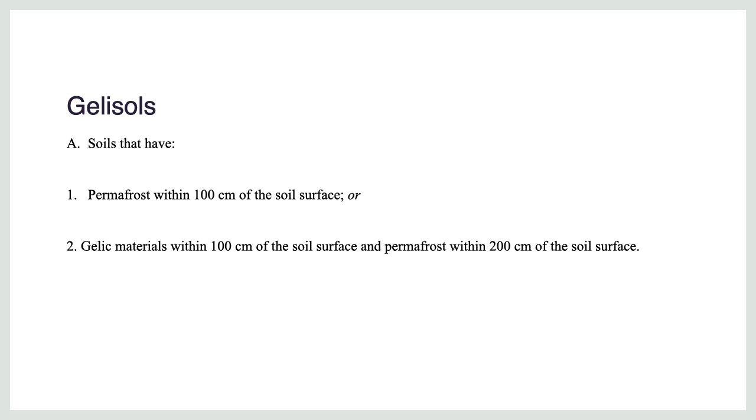They are connected to a layer that presents very low temperatures, equal to or below 0 degrees Celsius, for 2 consecutive years. So you need to register the soil temperature for a long time to be sure that you can classify a layer as permafrost. And if this permafrost is in the first 100 centimeters below the soil surface, yes, you can classify that soil as a Gelisol.